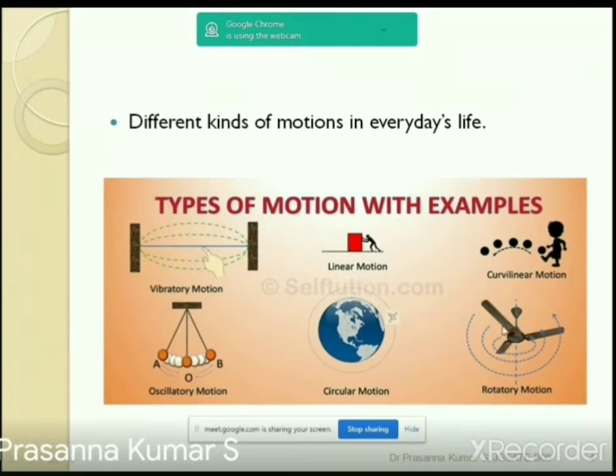In all other cases, whether linear, curvilinear, rotatory, whatever it is, on the right side, in all these kinds of motion the particle may not come to the rest position. That is not possible. So such motions are called linear, and the left side is called the oscillatory or the periodic motions.